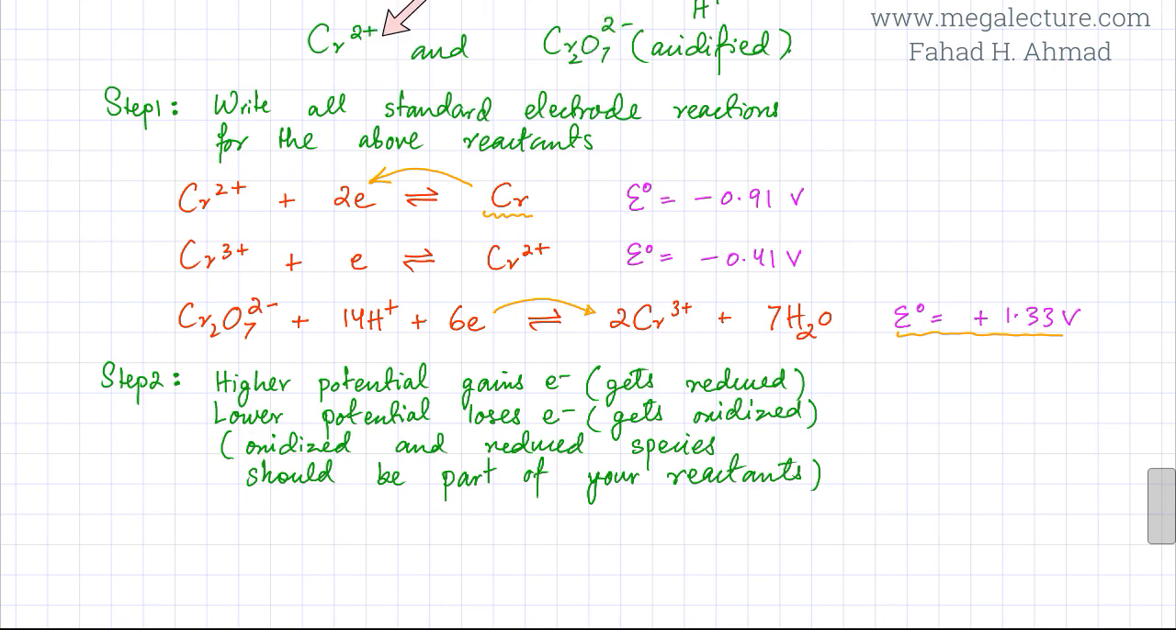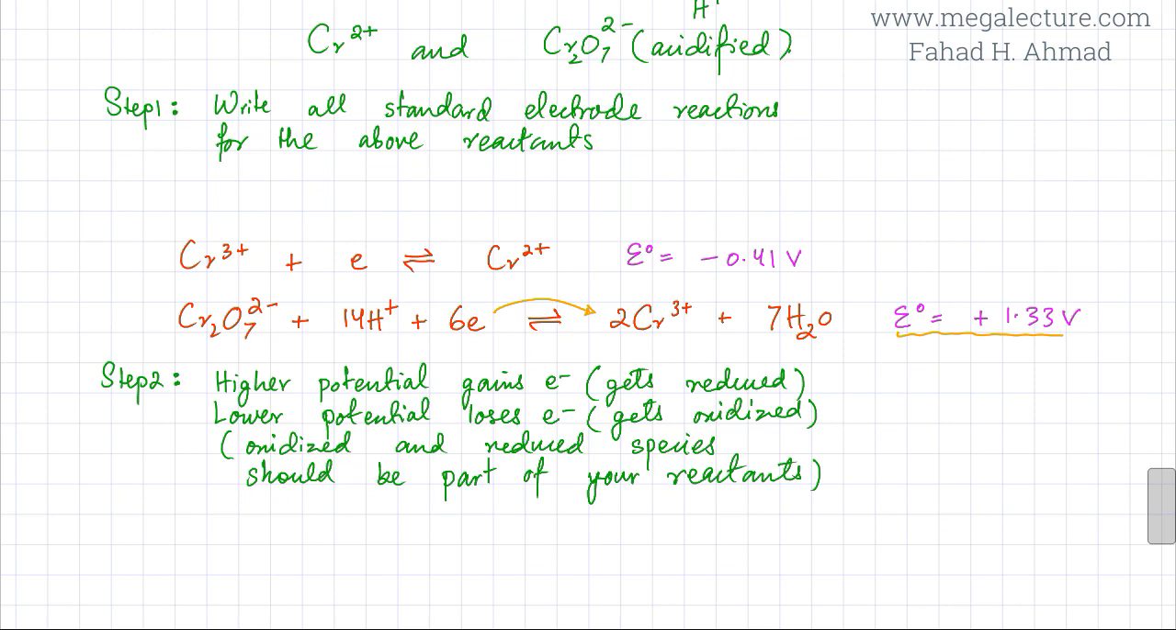There are Cr2+ ions, but no chromium. So I would not be able to use this reaction, because chromium is not present in our reactant. So I'm going to remove this equation because it does not fit with my reactants. Now, after removing that equation, I'm going to repeat the whole process again.